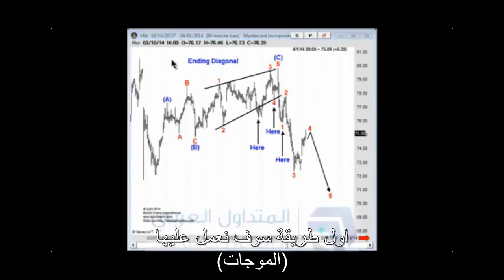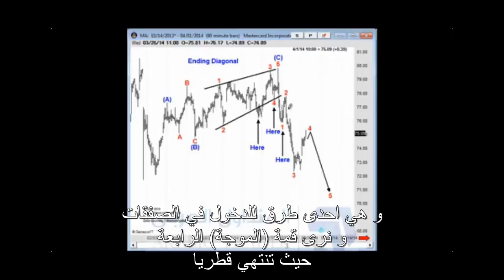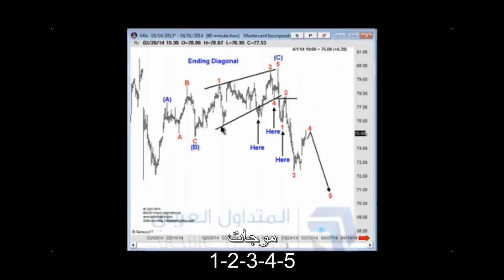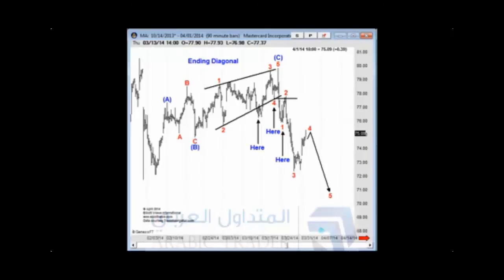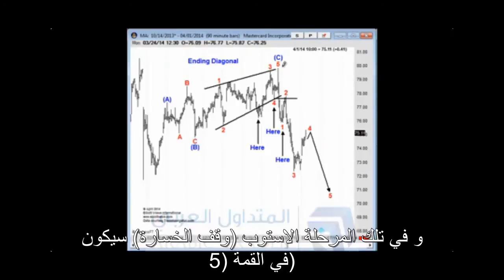First and foremost, we'll work from an Elliott wave perspective. One entry technique would have been to wait for the extreme of the fourth wave of the move. This is our ending diagonal, waves 1, 2, 3, 4, and 5. You could have entered here on a break of this low, and then at that point, your initial protective stop, of course, would become the actual high.